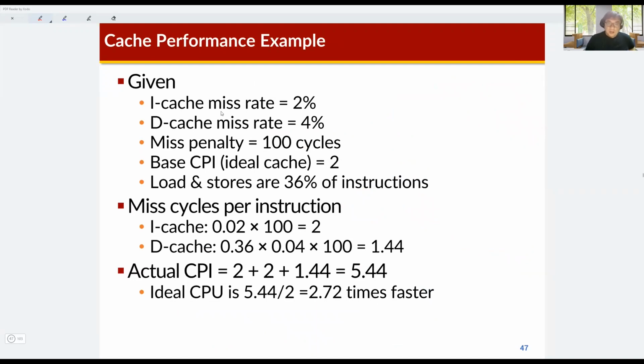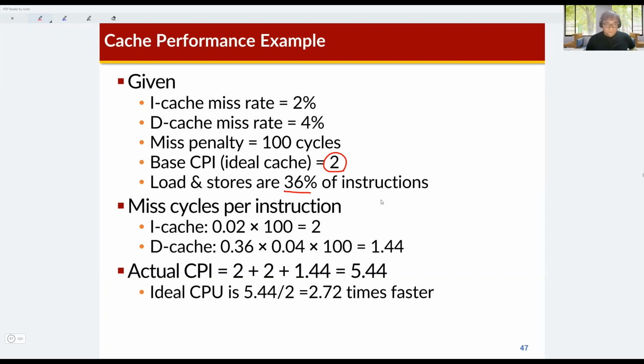In this example, the I-cache miss rate is 2% and the D-cache miss rate is 4%. I-cache means the instruction cache and D-cache means the data cache. And this is the miss penalty, the wasted cycles by a cache miss, so it's 100 cycles. This is the base CPI, for the ideal case where every access to the cache is a hit. So the base CPI is 2, and loads and stores are 36% of instructions.